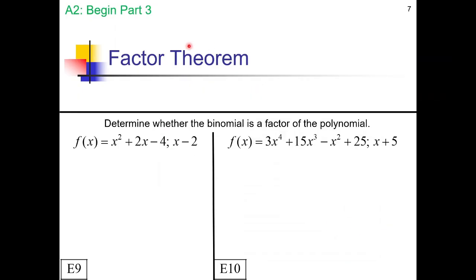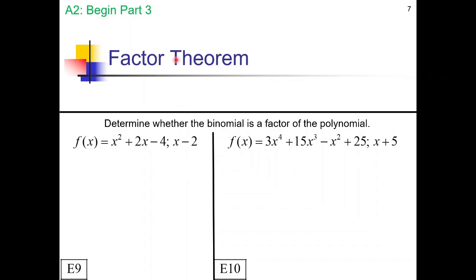Welcome back if you're rejoining us from Algebra 2 CP, or if you were there the whole time from honors. Let's take a look at something called the factor theorem. So for these two problems down here, they want us to determine whether the binomial x minus 2 or x plus 5 is a factor of the polynomial. And there's lots of reasons we might want to determine this, but what is this really getting at?